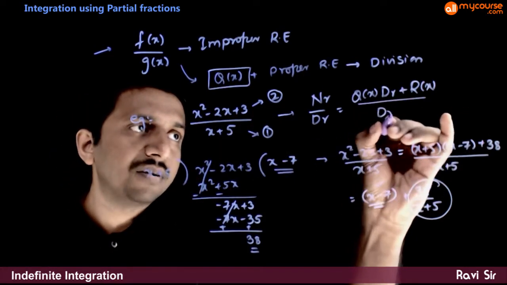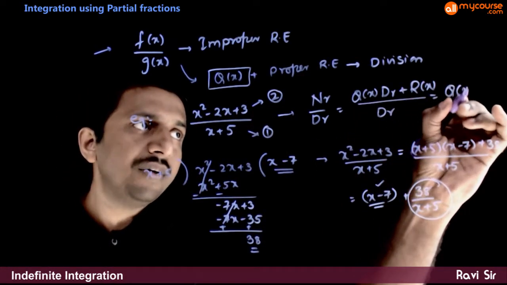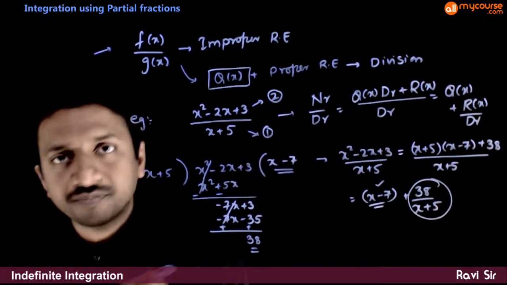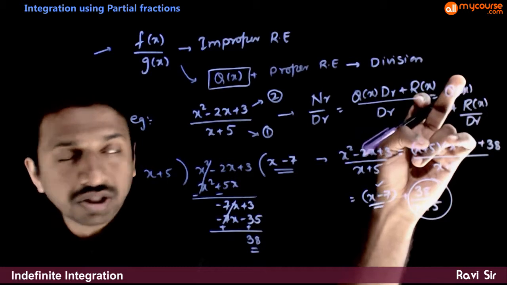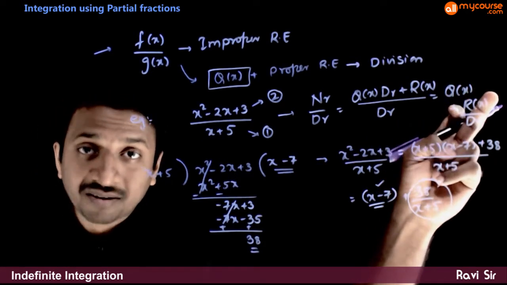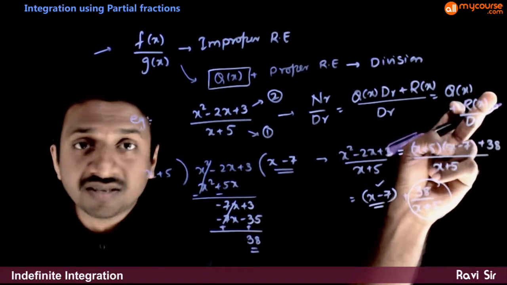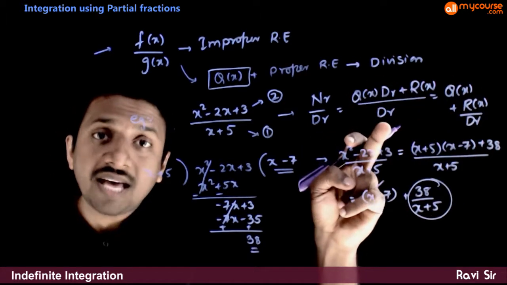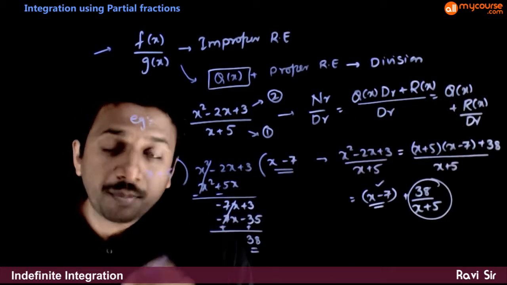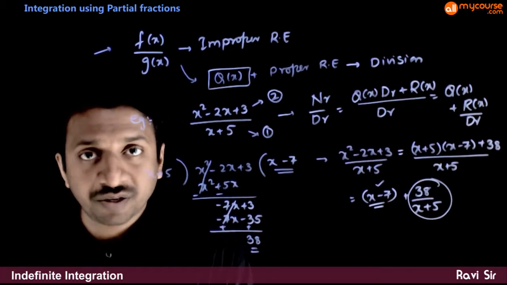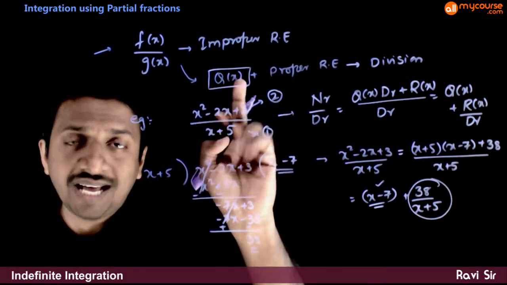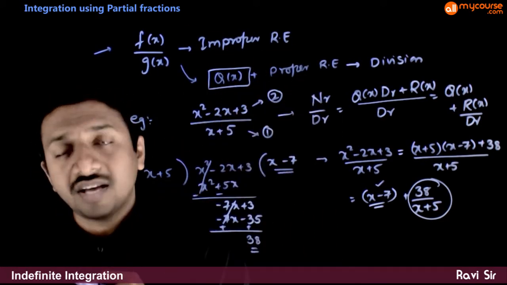So numerator by denominator gives you q of x plus r of x by denominator. Q of x is the quotient, r of x is the remainder polynomial which has a degree less than the denominator. Hence r of x by denominator will be a proper rational expression. So every improper rational expression can be expressed as a polynomial plus a proper rational expression.